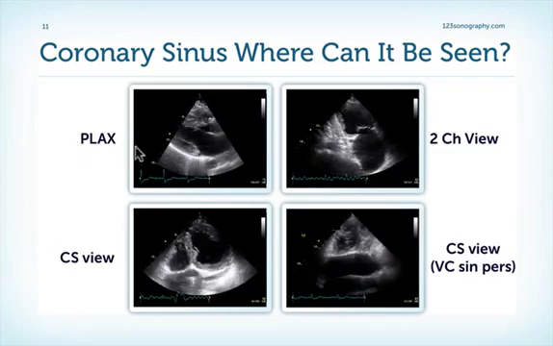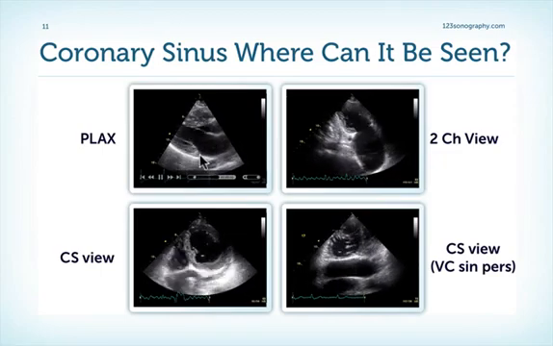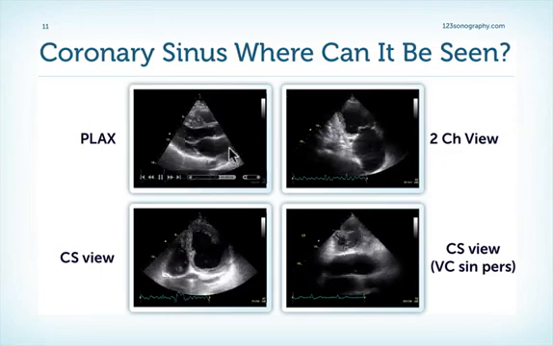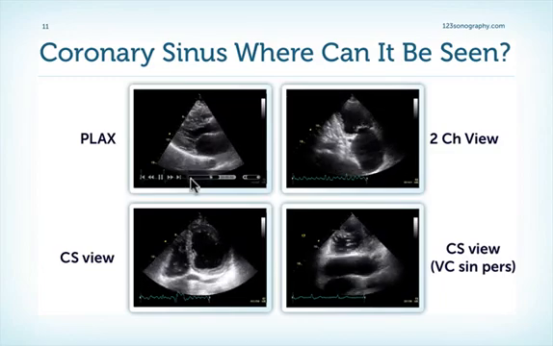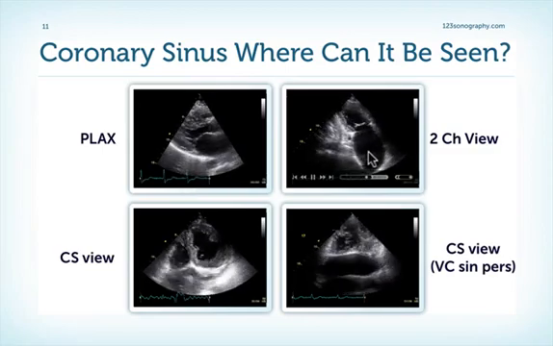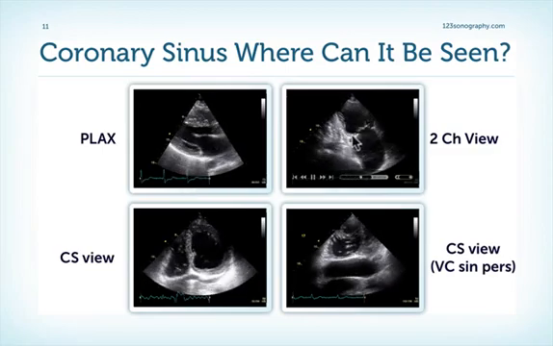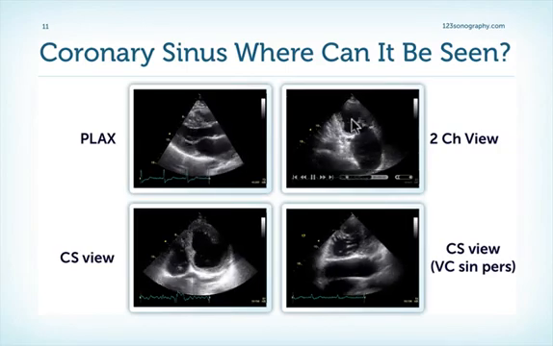This is a parasternal long axis view. The coronary sinus is located right here between the left atrium and the left ventricle, posterior to the posterior mitral valve leaflet. Two-chamber view, orthogonal plane of the coronary sinus, again between the left atrium and the left ventricle.